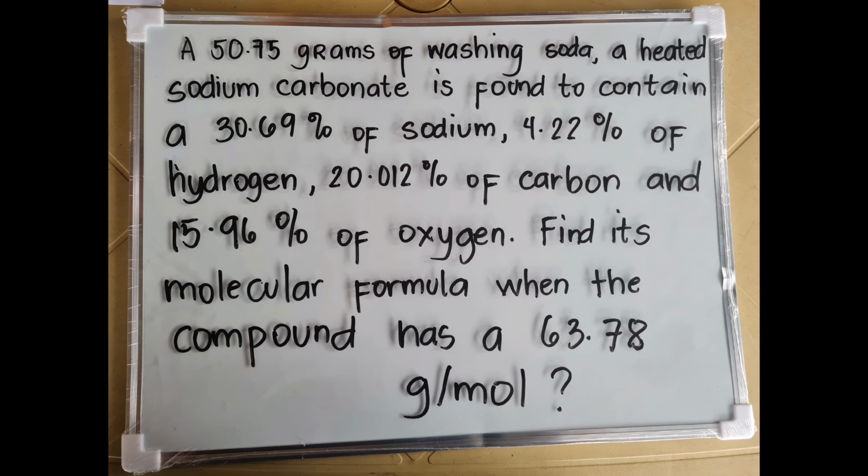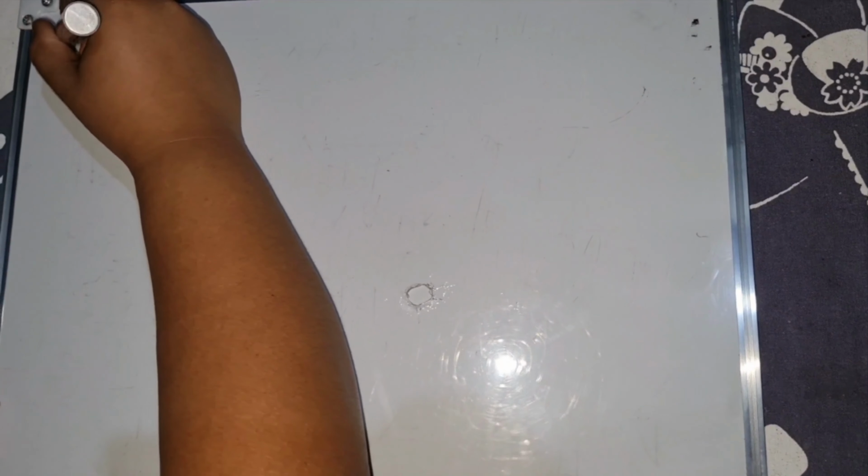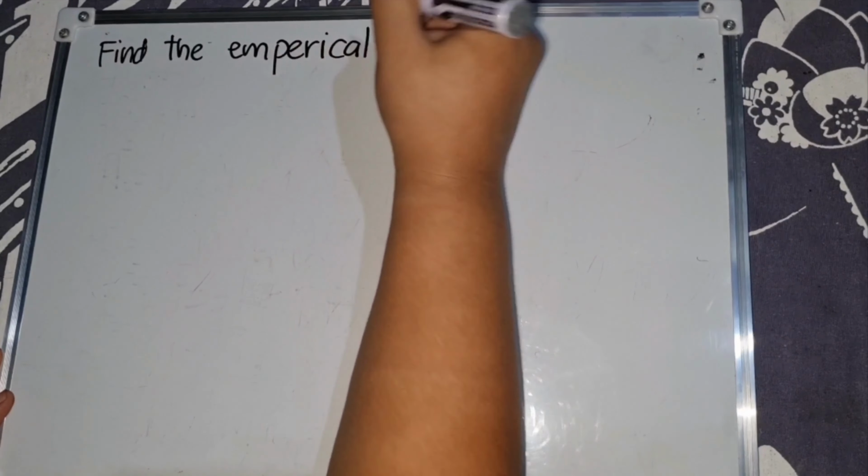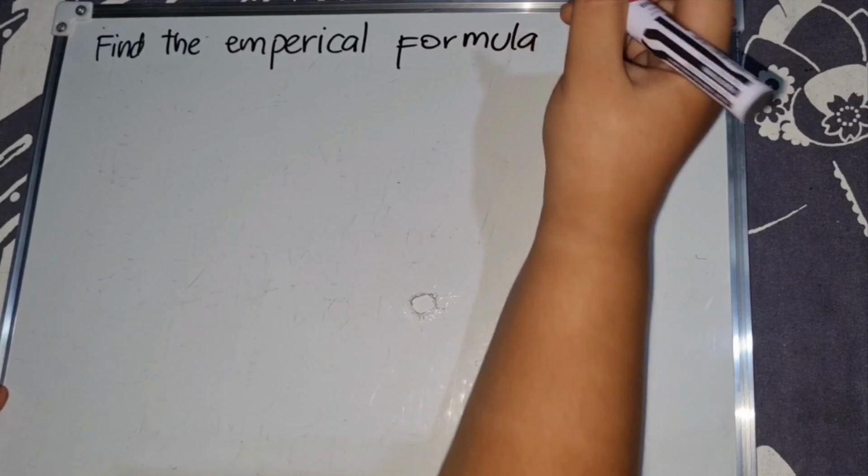A 50.75 grams of washing soda, a heated sodium carbonate, is found to contain 30.69% sodium, 4.22% hydrogen, 20.012% carbon, and 15.96% oxygen. Find its molecular formula when the compound has a molar mass of 63.78 grams per mole. What we are looking for is the molecular formula, but we need to find first the empirical formula since it was not given in the problem.